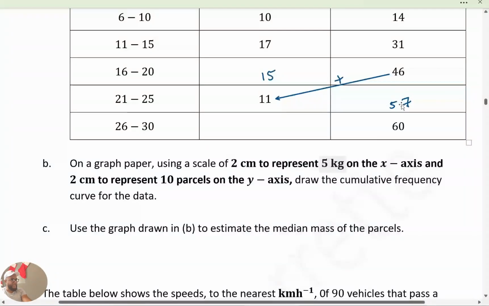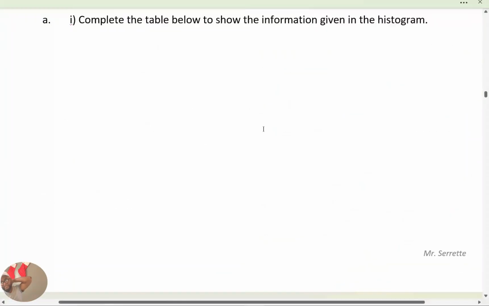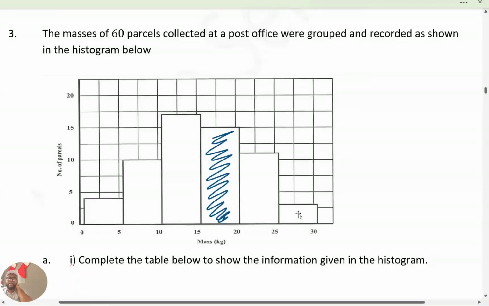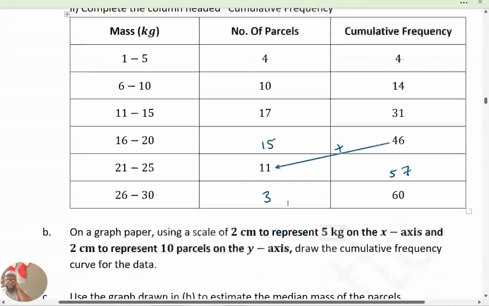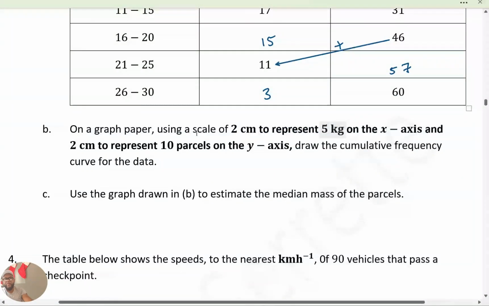60 minus 57, guys. 3. So 3 is the last frequency here. Okay? 46 plus 11 gives me 57. Then 60 minus 57 is 3. You could have also seen it in this bar above here. Right? In between 0 and 5 would be 2.5. So obviously here would be 3. Right? So that's done.